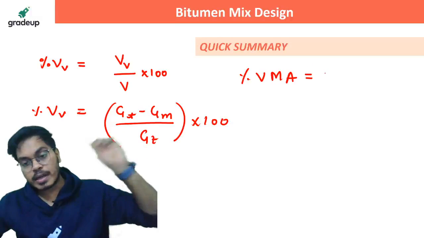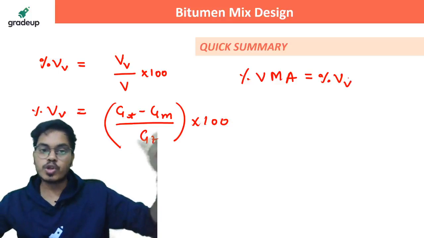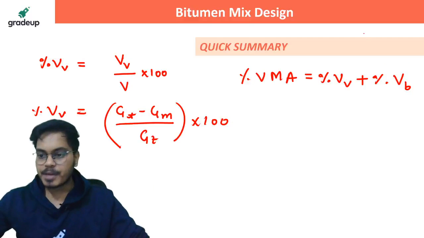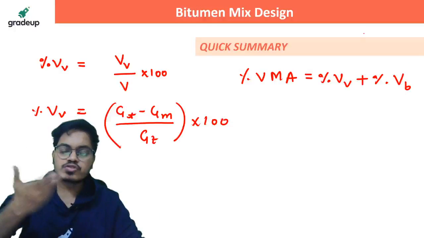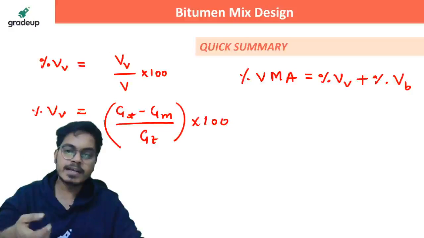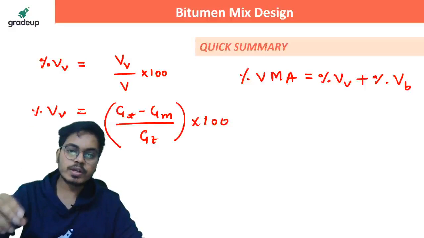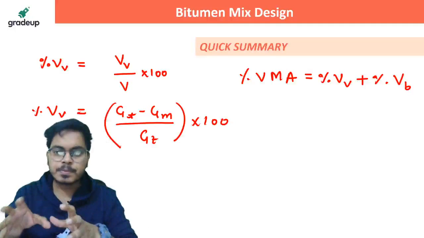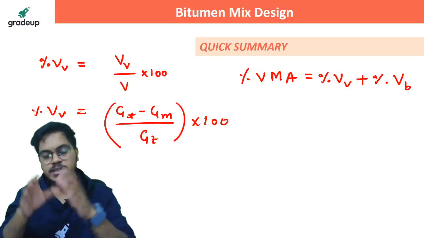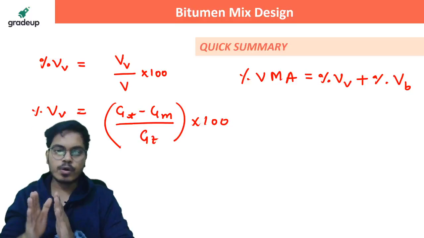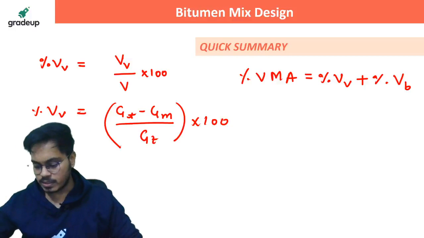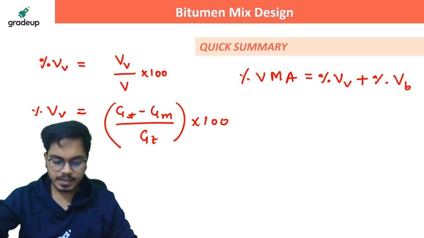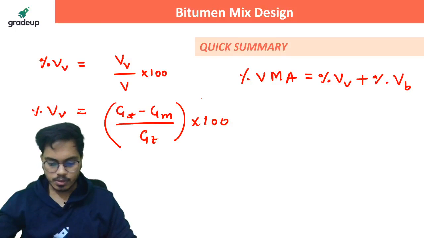So the number of empty rooms will be your percentage volume of voids plus percentage volume of bitumen, because the bitumen is going to penetrate and get stored in the voids only, right? So the total number of voids in the mineral aggregate is basically your VMA, the percentage volume of voids in mineral aggregate. Got this idea, everybody?